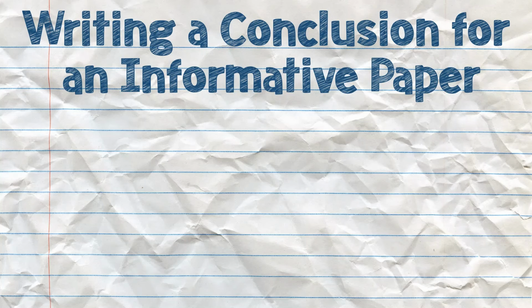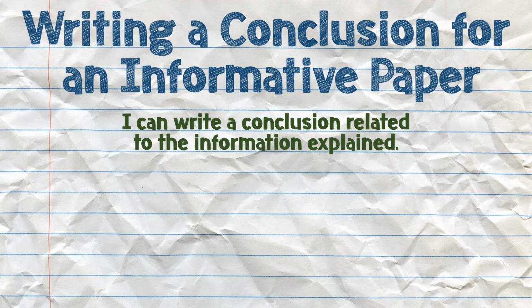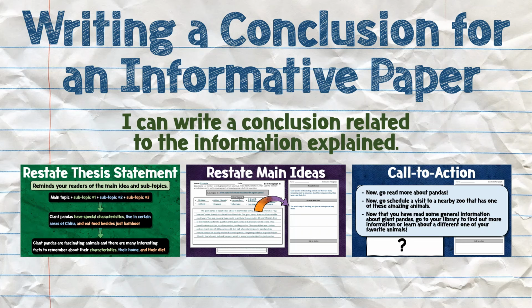Now we're on the conclusion paragraph for your informative paper. You're going to write a conclusion that is related to the information in your previous paragraphs. And we're going to do that in 3 ways. We're going to restate our thesis statement, restate our main ideas, and we'll finish with a call to action. Let's start with restating our thesis statement.